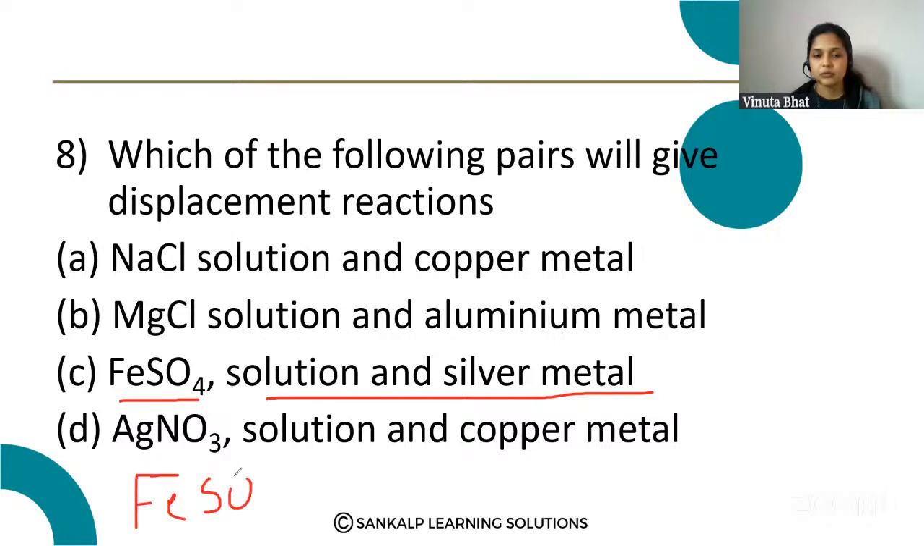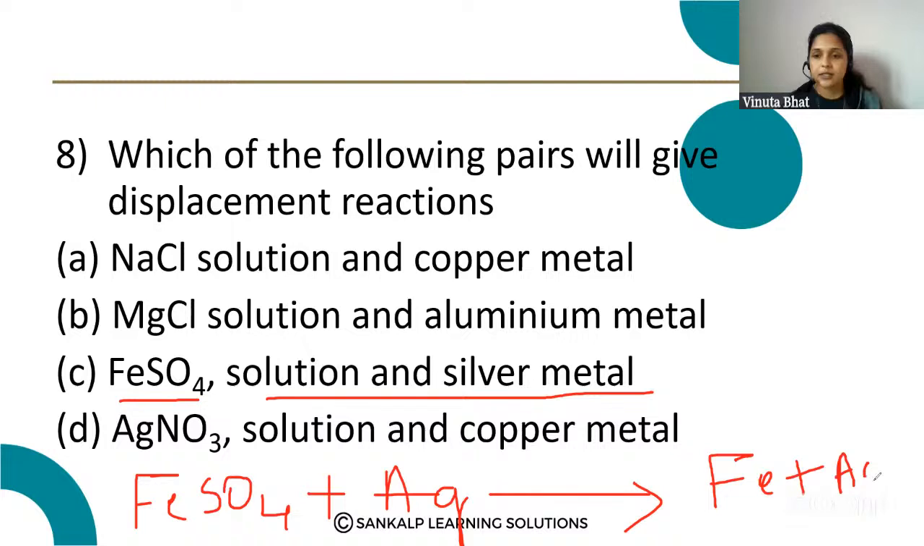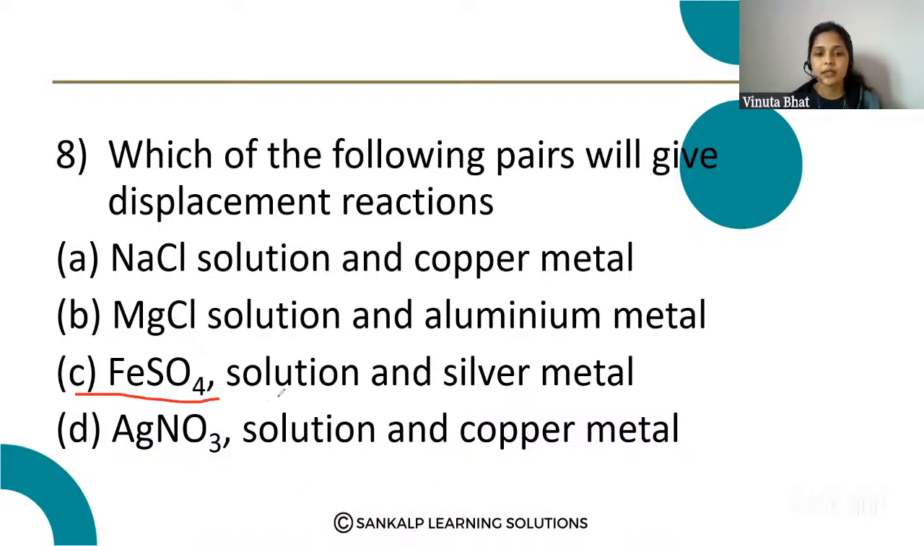FeSO4 plus Ag. Here, Ag is not able to form Ag2SO4 plus Fe. This reaction is not possible, because iron is more reactive than silver. So this reaction is also not possible. This is based on the reactivity. These three reactions are not possible.